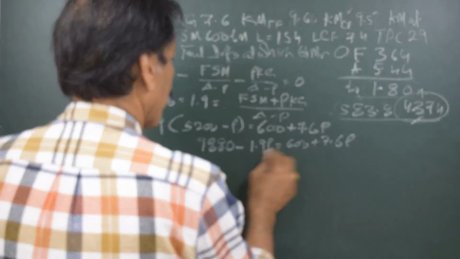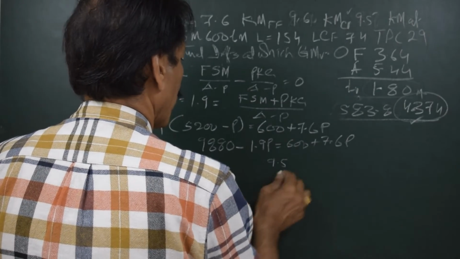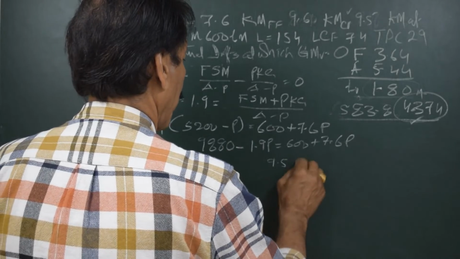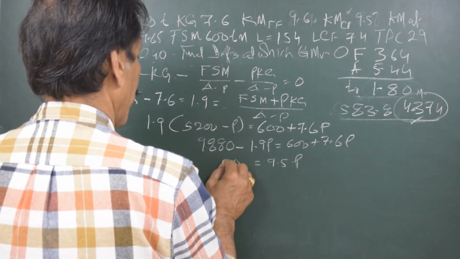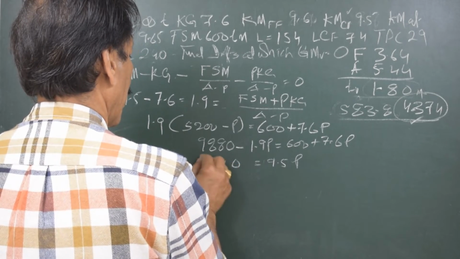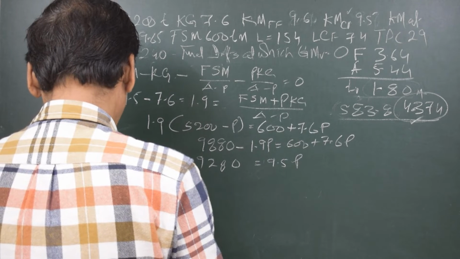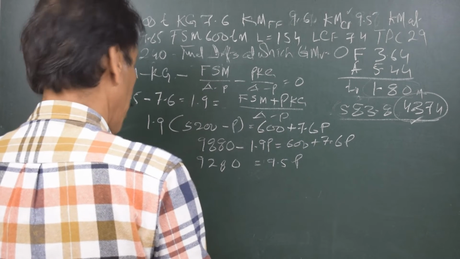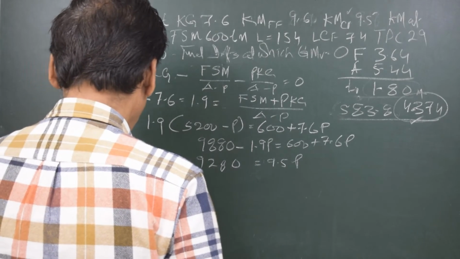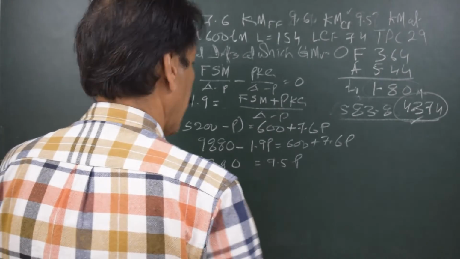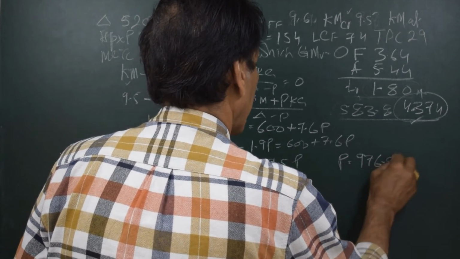So therefore this goes on the other side, this becomes 9.5 P, and 600 comes on this side, becomes 9280. So P will be 9280 divided by 9.5, gives me 976.8. P is equal to 976.8.